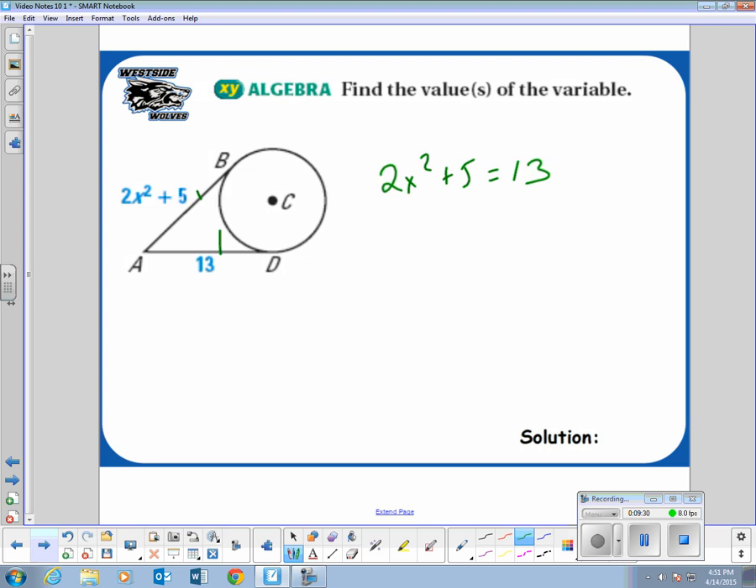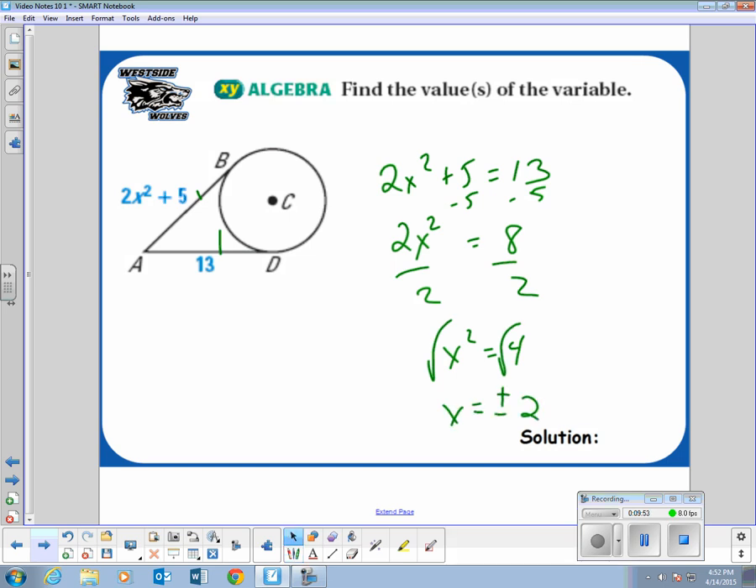And if you want to pause this video and work through this problem, that'd be good for you. Then you can check and see if you know how to work it correctly. So as we're solving this, 2x squared minus 5 and minus 5. That gives me 8 divided by 2 for each side. X squared equals 4, and then I take the square root. So x is equal to positive and negative 2.